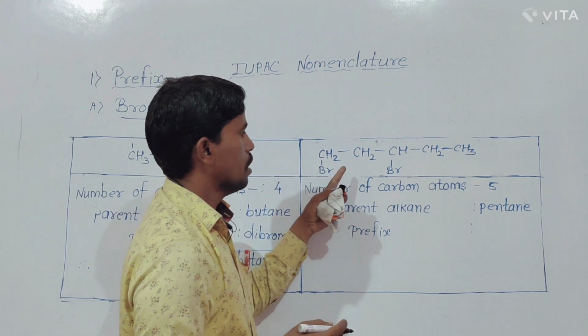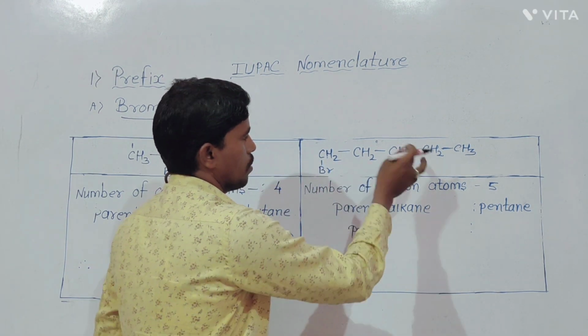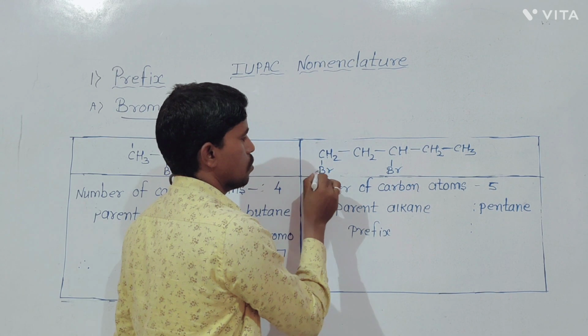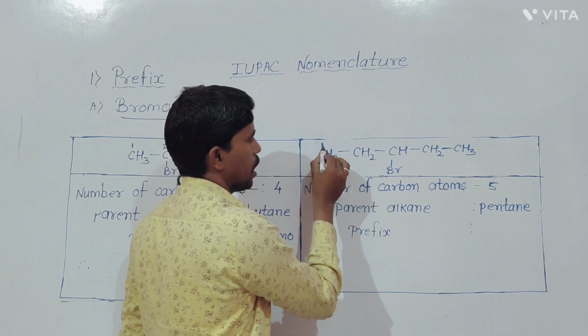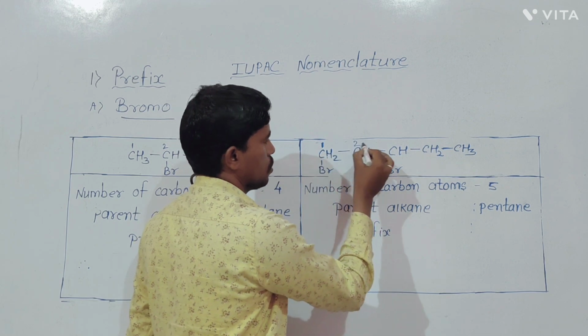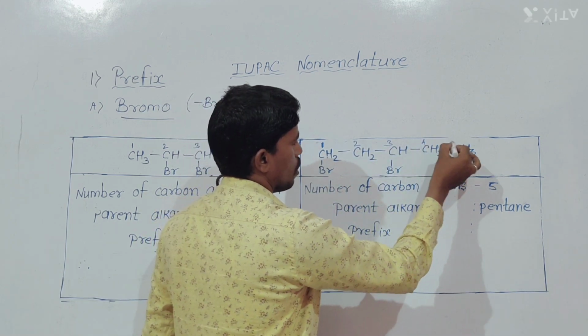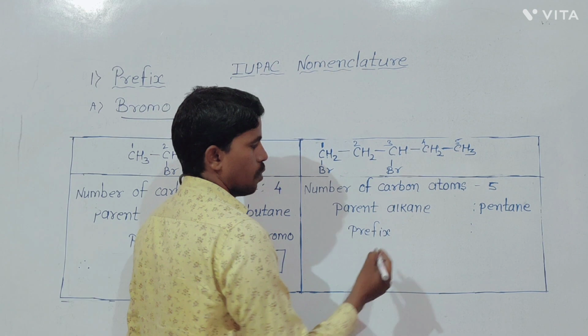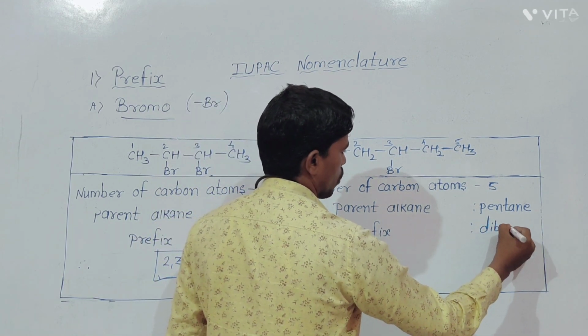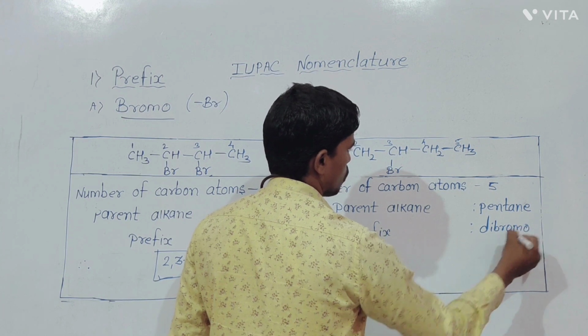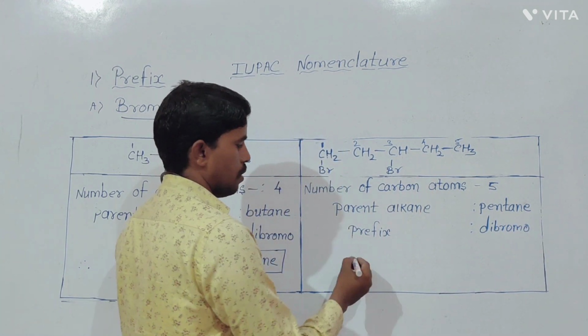And next, start numbering from the terminal carbon atom which is closest to the bromine. Bromine is attached to this first carbon. Therefore, start numbering from this side. This is 1, 2, 3, 4 and this is 5. Therefore, we should use the prefix dibromo because 2 bromine atoms are attached to the straight chain.